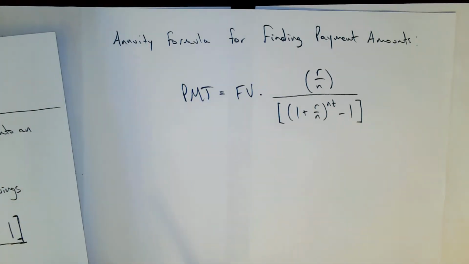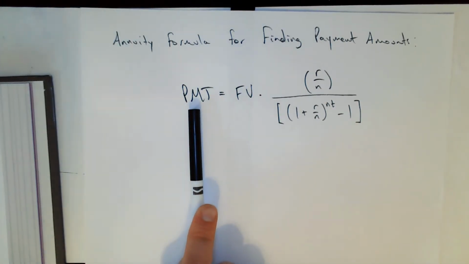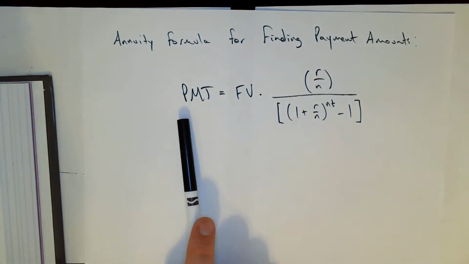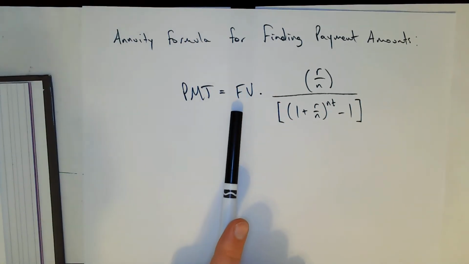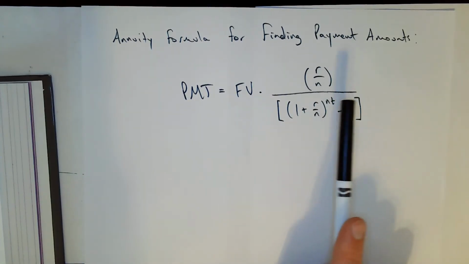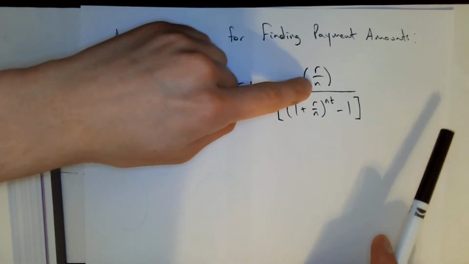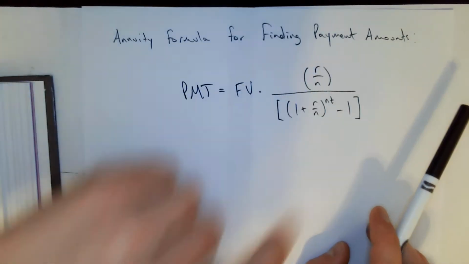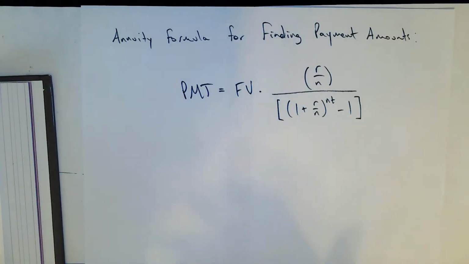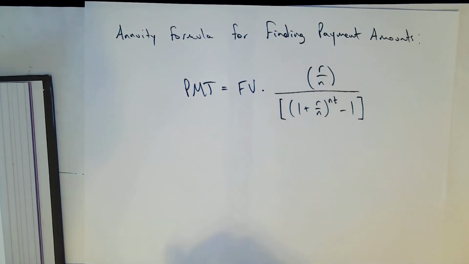So this tells you the payment that you would need to make for some future value goal with some given APR, and depending on how often you want to make the payment and for how long too. You have to have all that in mind in order to be able to solve for the payment here. So all of these things are the same as they were. R, N, T, they're all the same as they were in the last formula. So I won't rewrite all that.